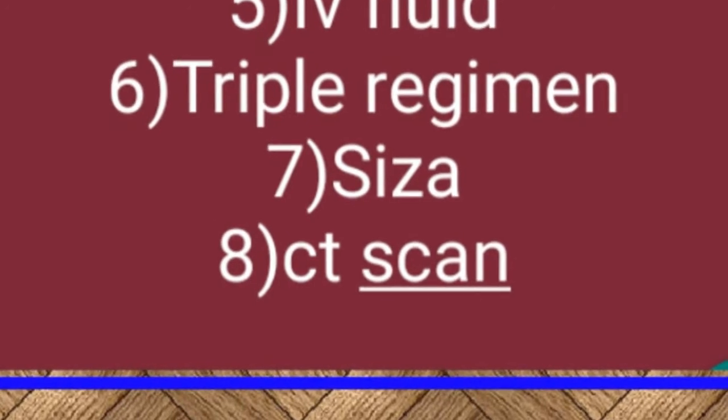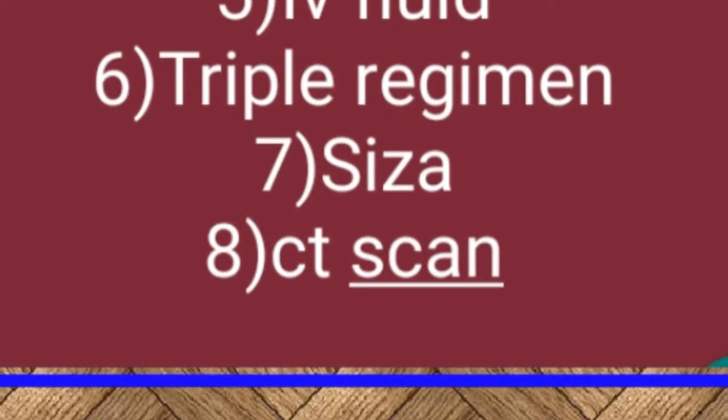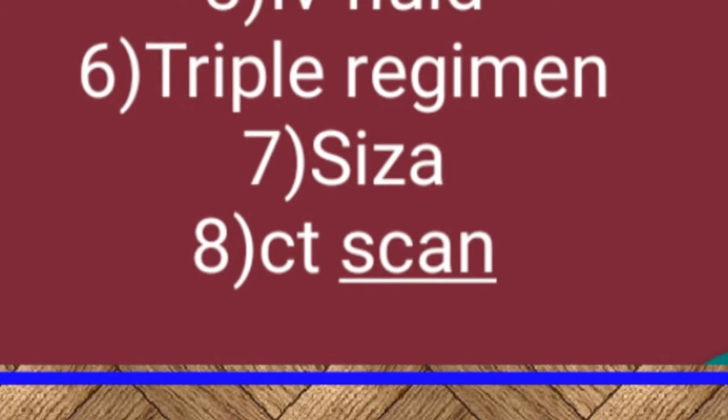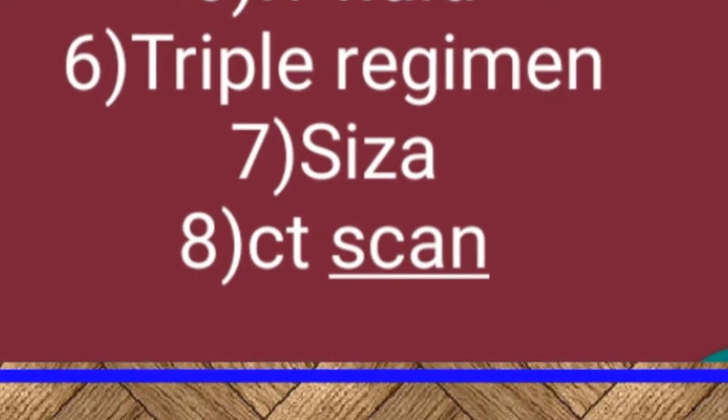Step number 7 is measure the size of the mass. And the last one is CT scan. If an abscess is found, then it should be drained under CT guidance.